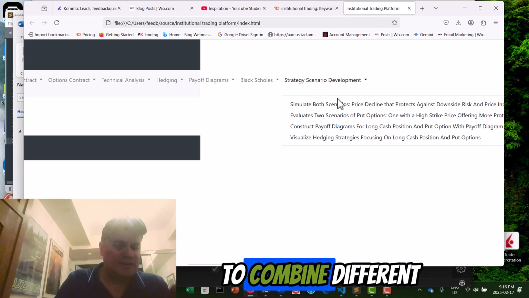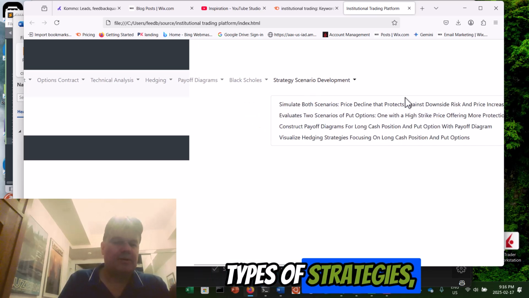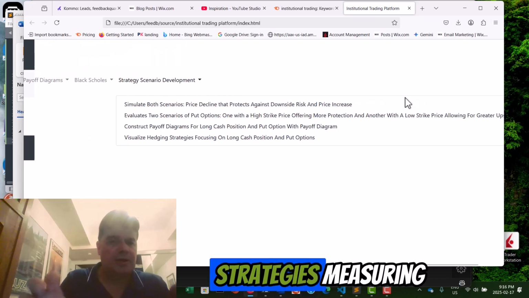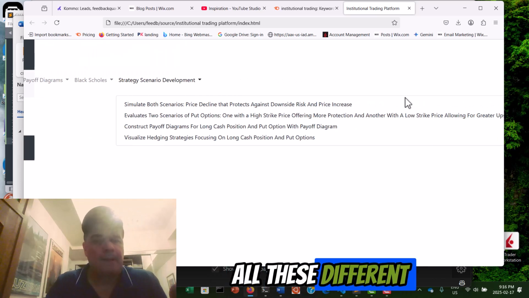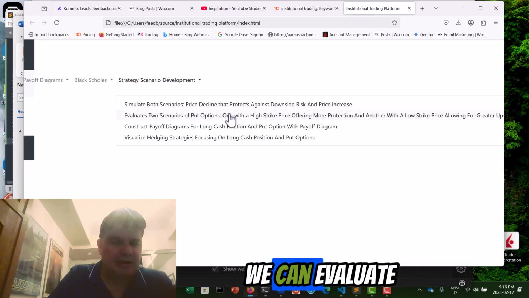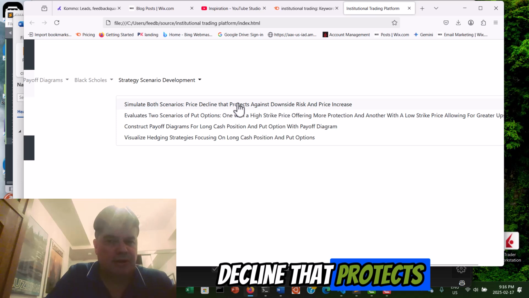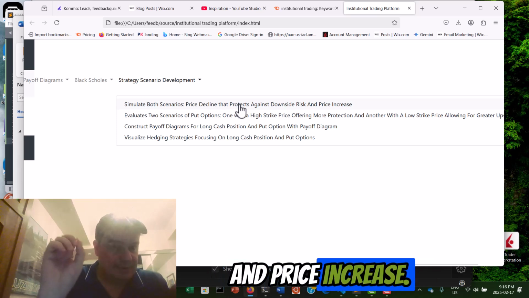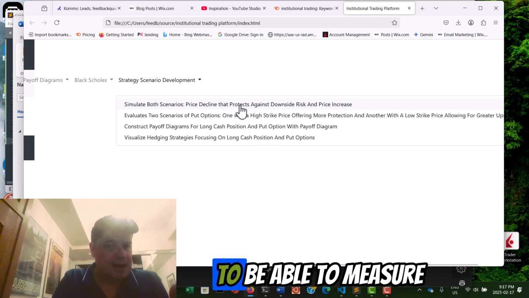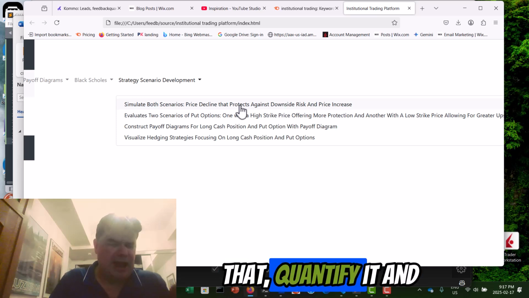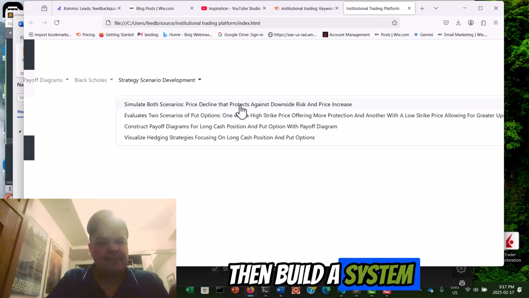Out of that, we're able to combine different types of strategies. Different strategies measuring all these different tools available where we can evaluate scenarios, for instance, a price decline that protects against downside risk and price increase. This is what it's about, to be able to measure that, quantify it, and then build a system around it.